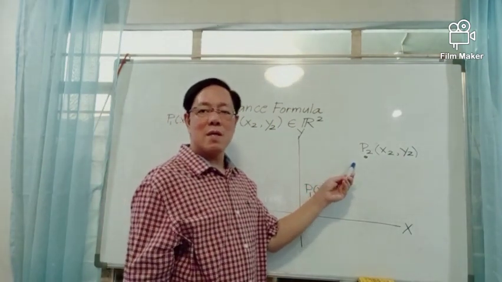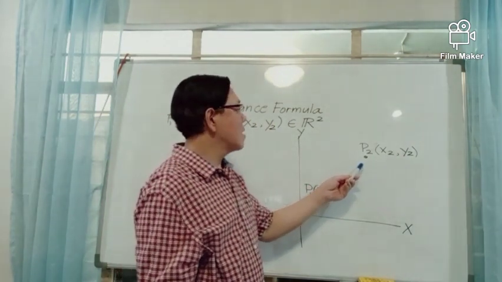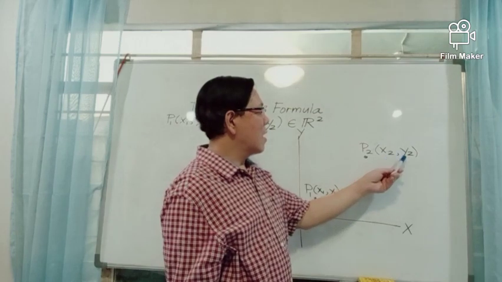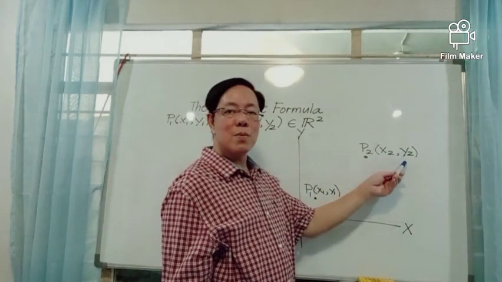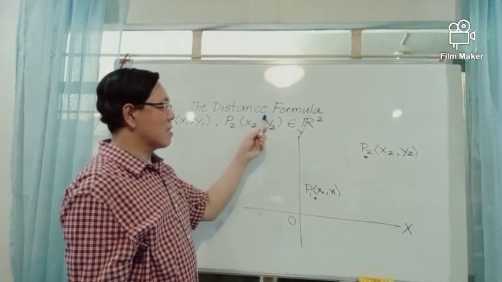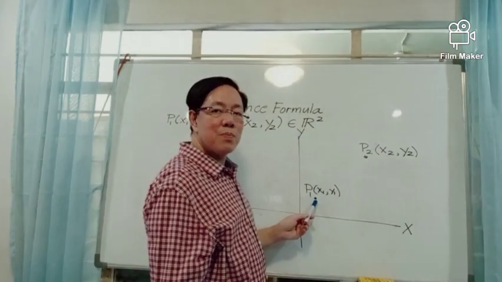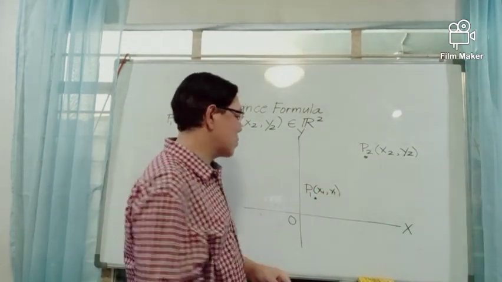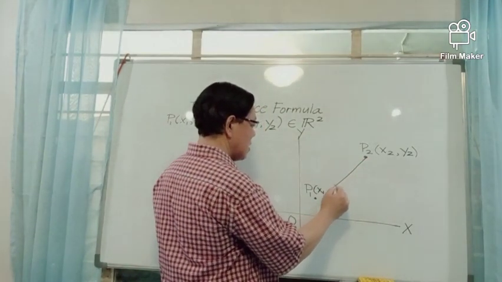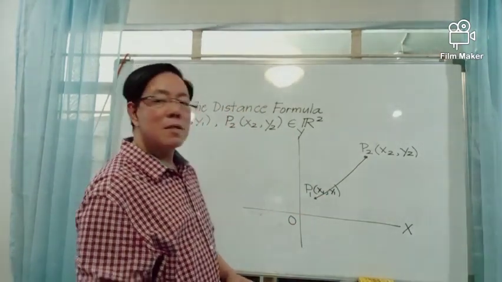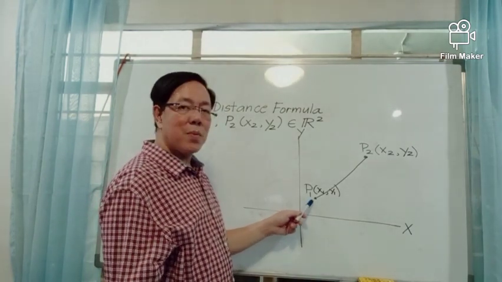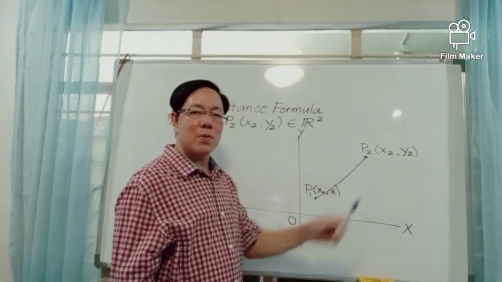Because P2 is a point in the first quadrant, the abscissa of P2, x2, is positive. And the ordinate of the point P2, y2, is also positive. And we want the distance between these 2 points, P1 and P2. We connect these 2 points with a straight line, and it is called a line segment with endpoints at P1 and P2.